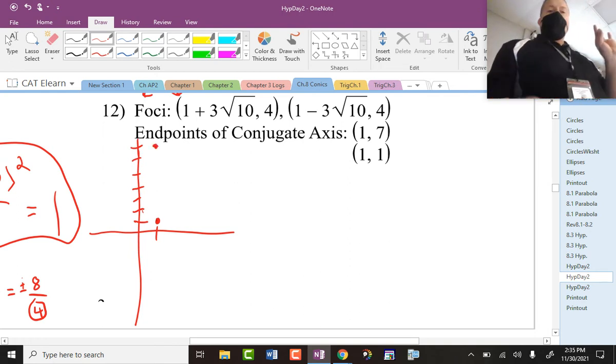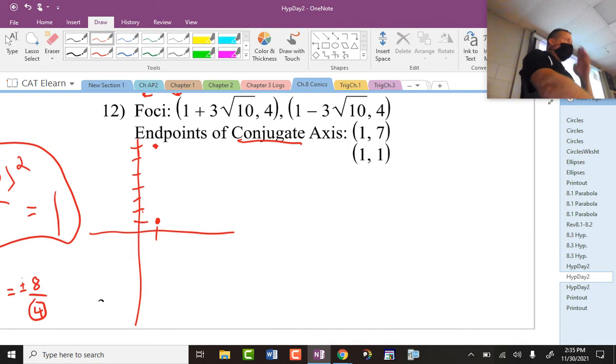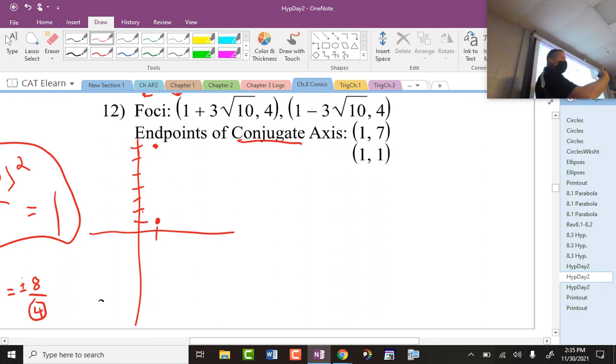Okay, now focus. Endpoints of the conjugate, bad axis. What is this? Is this an x squared minus y squared, or is it a y squared minus x squared? Why? Because this is the bad axis. This is not where the parabolas are, or the one hyperbola. I like calling them two graphs parabolas. They're actually this way because that's the bad axis.